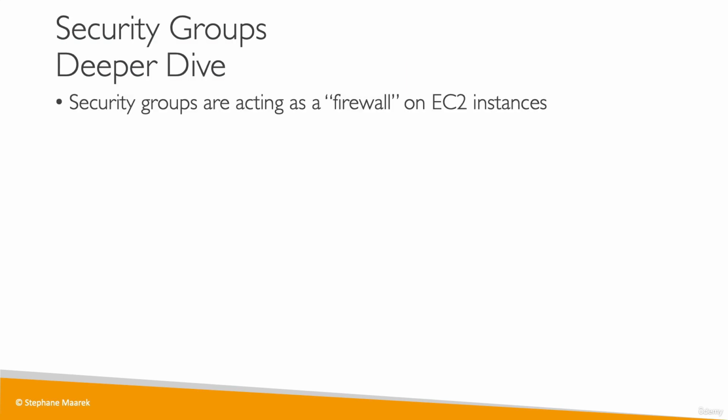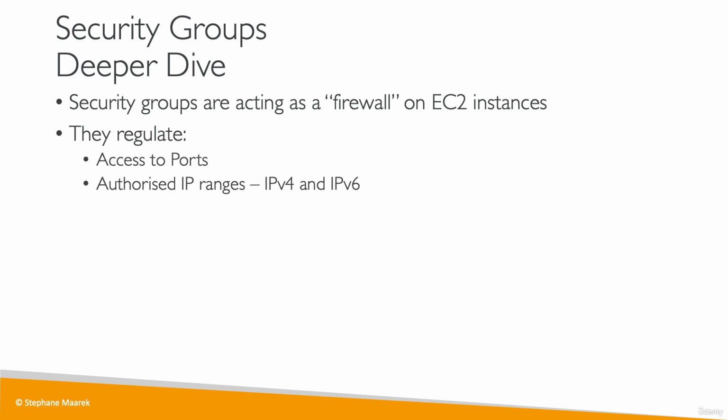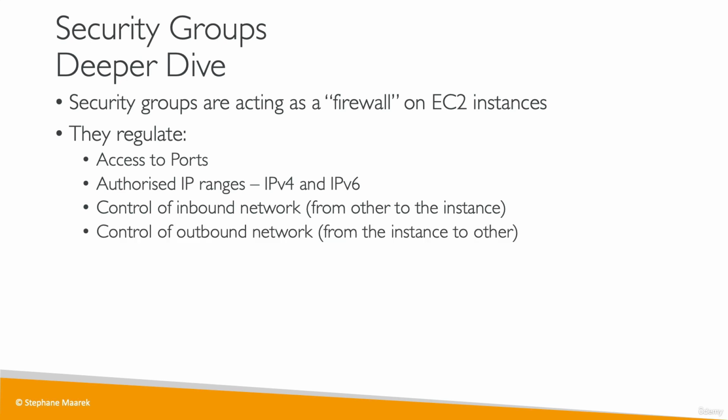Now, let's do a deeper dive, right? Security groups are a firewall on our EC2 instances, and they're going to regulate access to ports. They're going to see the authorized IP ranges. Would it be on IPv4 or IPv6? These are the two kinds of IP on the internet. This is going to control the inbound network, so from the outside to the instance, and the outbound network from the instance to the outside.